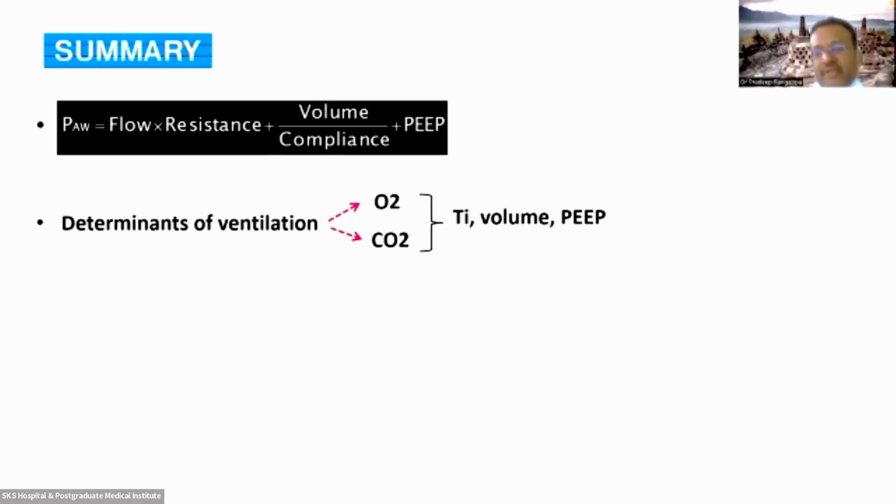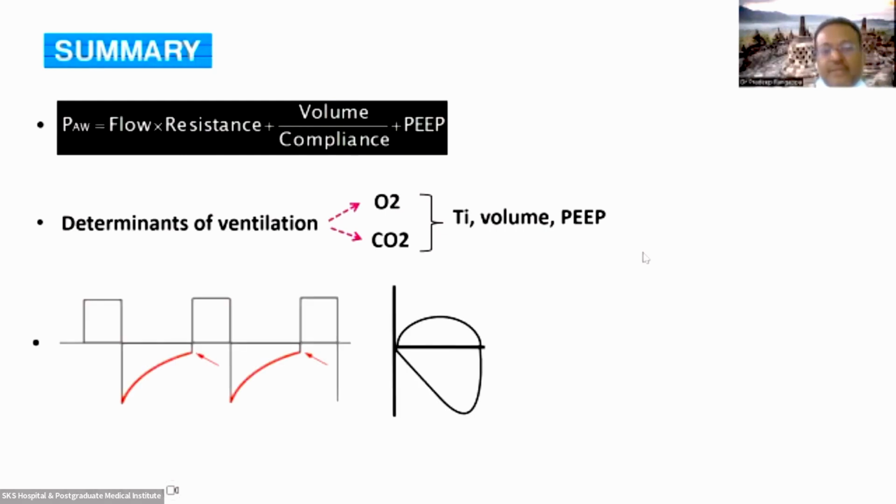You want more oxygen, you have to increase inspiratory time. You want to reduce carbon dioxide, you have to reduce inspiratory time and increase the expiratory time. And volumes have to be adjusted accordingly, and peak has to be adjusted accordingly. And always look for intrinsic peak, it should be less than 10.